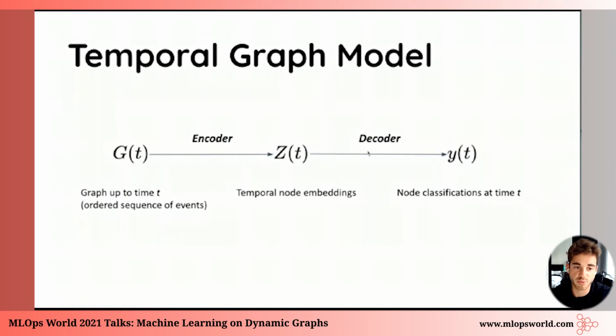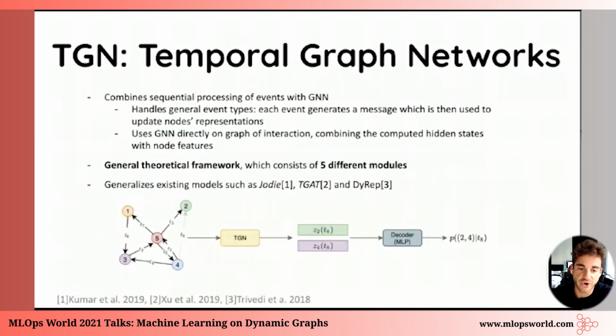So the model that we proposed is called Temporal Graph Networks, TGN. It's very general and handles general types of events, which was not basically done by previous models. It's also a very general theoretical framework made up of 5 different modules that can be implemented differently, and it generalizes existing models that were proposed previously.